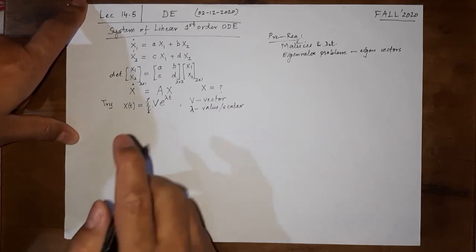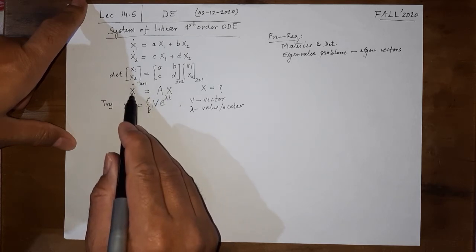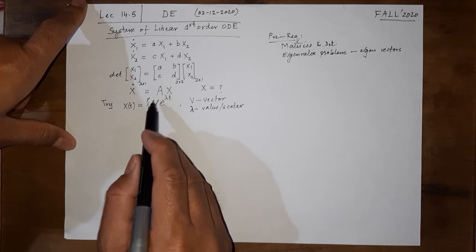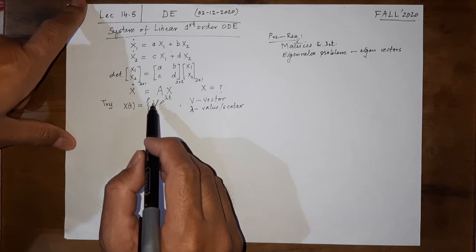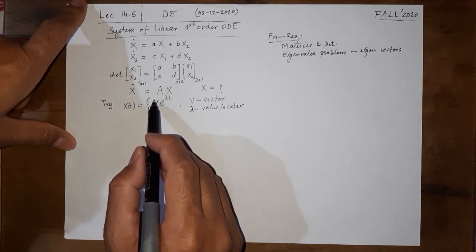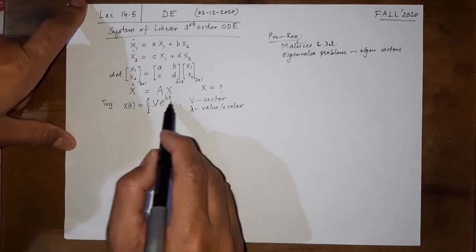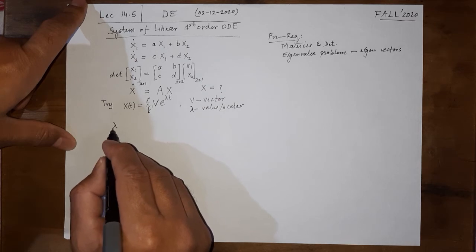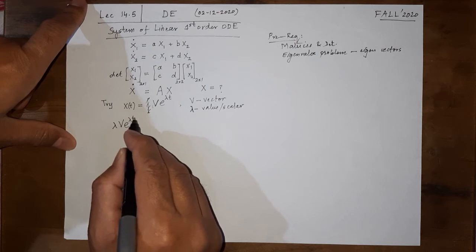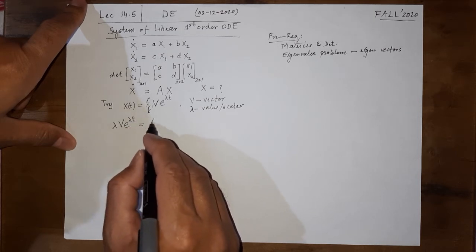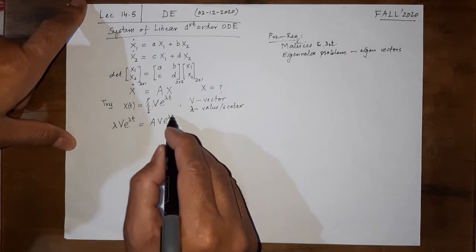If this is a solution of this differential equation, then it must satisfy this. So if we take the derivative of this, v is a vector with constant elements, not functions of time. Lambda is a scalar, not a function of time. So therefore, the derivative of this whole thing would be lambda v e raised to the power lambda t, and that would be equal to A v e raised to the power lambda t.